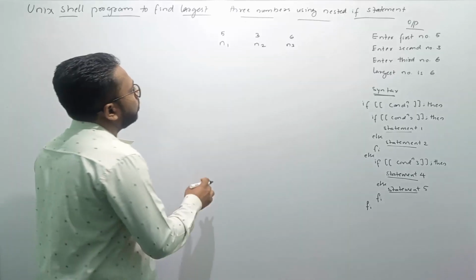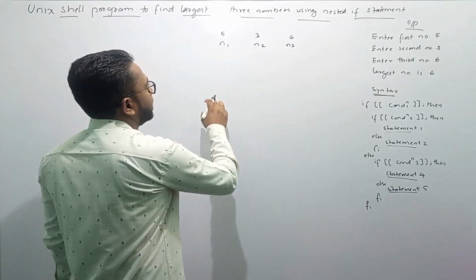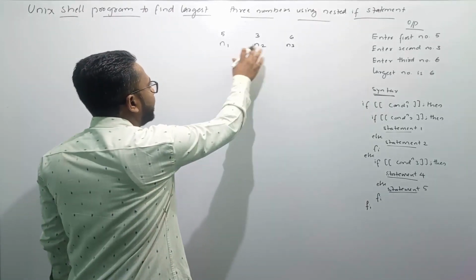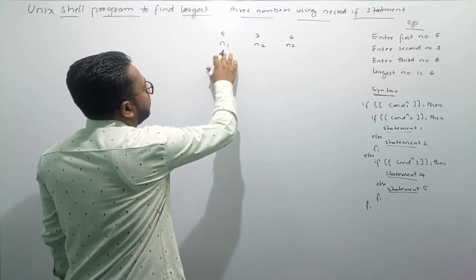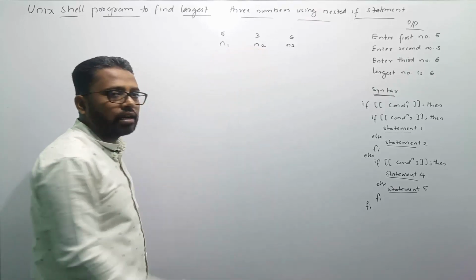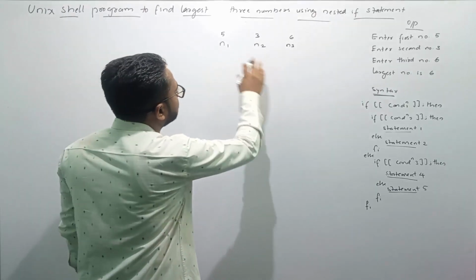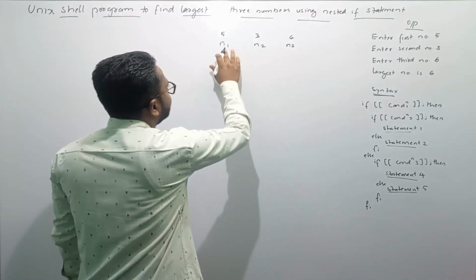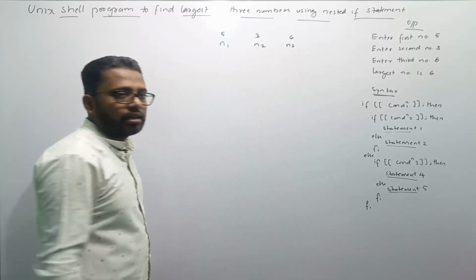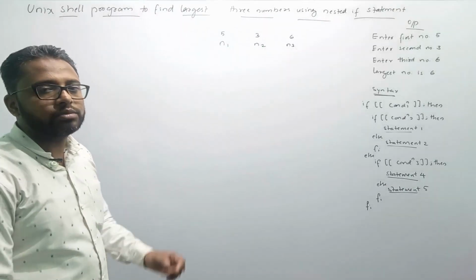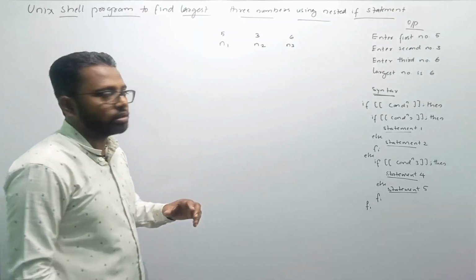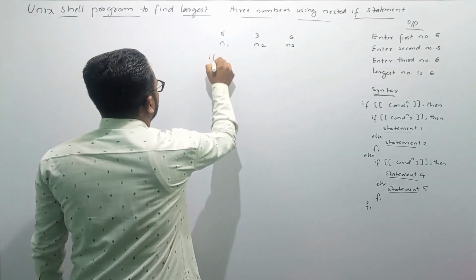Now first we will make a comparison between n1 and n2. We will find whether n1 is greater than n2. Then we will move ahead to make a comparison between n1 and n3, where we will check whether n1 is greater than n3. Like this we will find out the largest number. So first I will start with if.